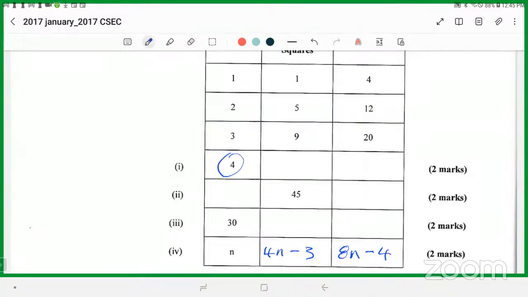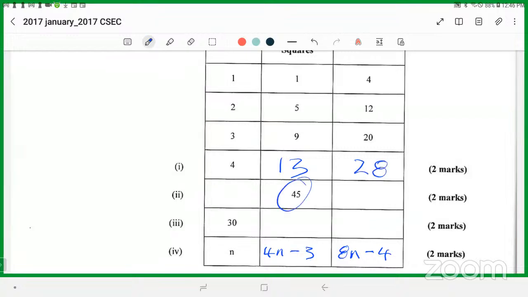For this one, it's just the one that follows. I can add 4 to this, or I can drop 4 into the formula and get 4 times 4 is 16, 16 minus 3 is 13. So I can put 13 here. Then for the next one, I can drop 4 in, or I can just add 8 to get the next one. If I drop 4 in, I get 32. 32 minus 4 is 28. And we want to look at it, this is 28.